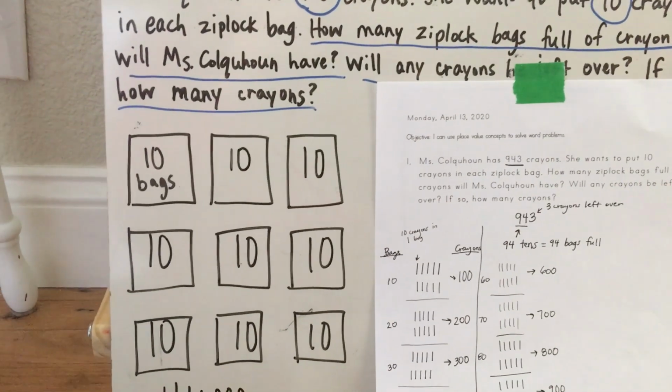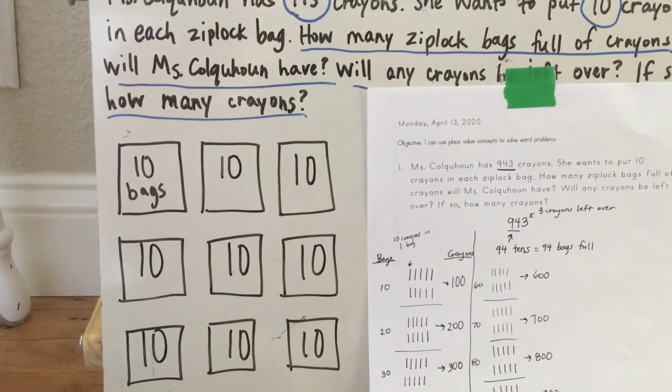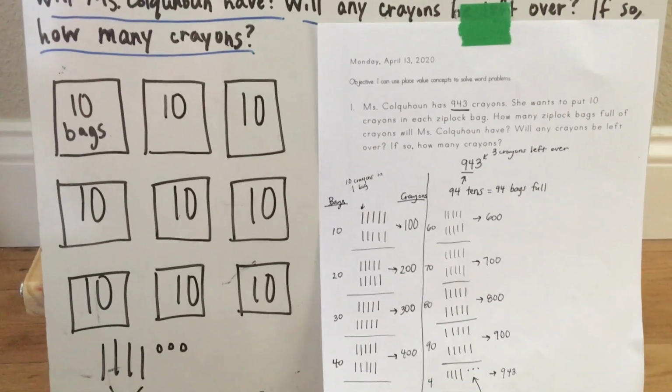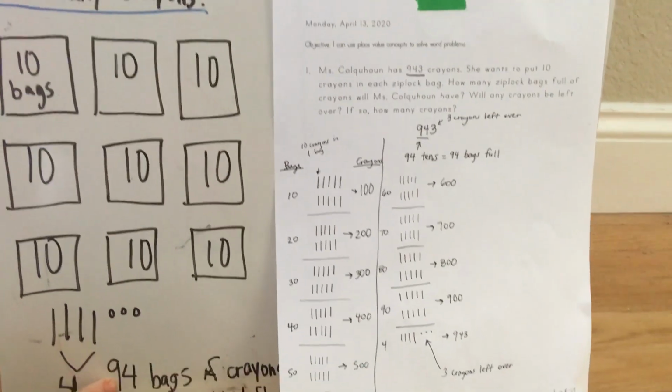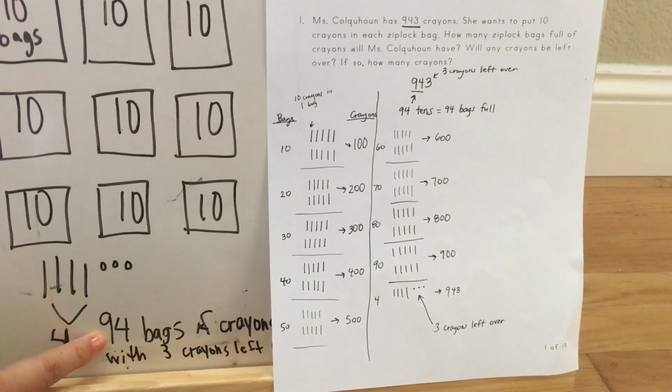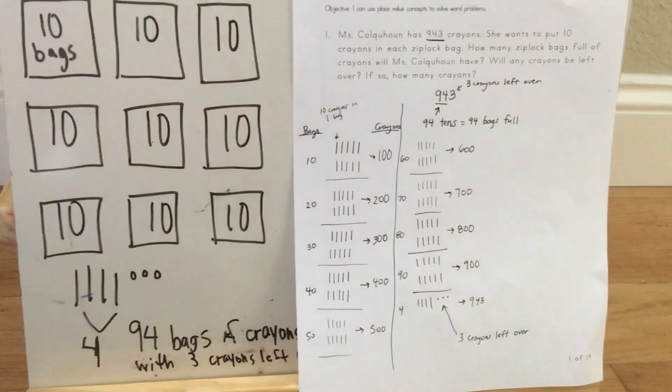Which strategy will you use for the next problem? Remember how many bags of crayons that you are ending up with. So we have 94 bags of crayons. Remember that when you start your next problem.